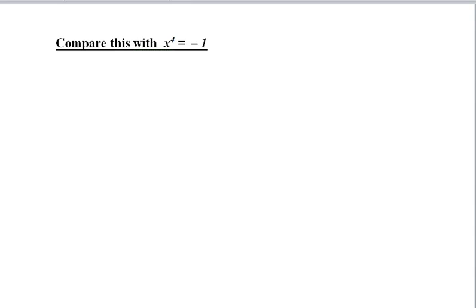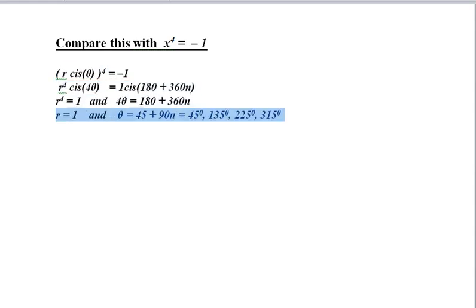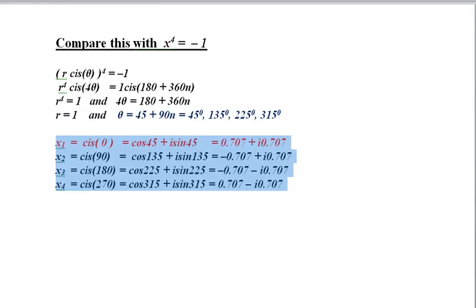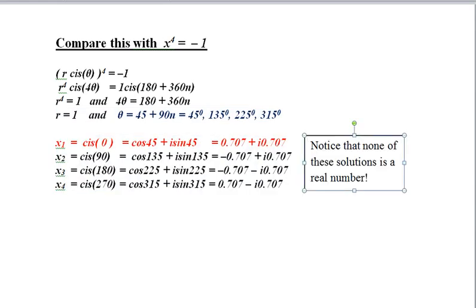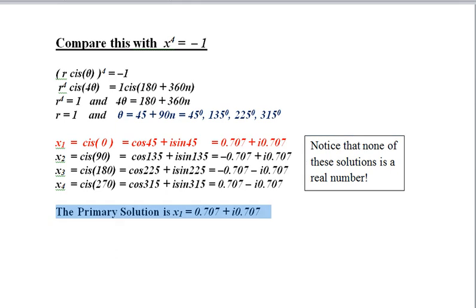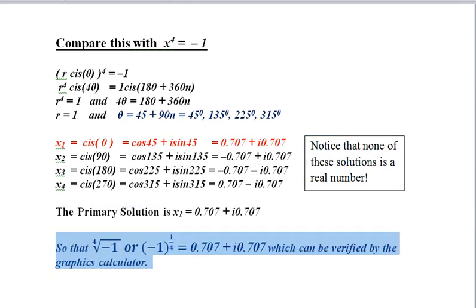Compare this with x to the 4 equals negative 1. Again, by de Moivre's theorem, we get this working, and these are the 4 solutions. Notice that none of these solutions is a real number. The primary solution is the first one, x1, so that the fourth root of negative 1 is equal to this value, which can be verified on the graphics calculator.